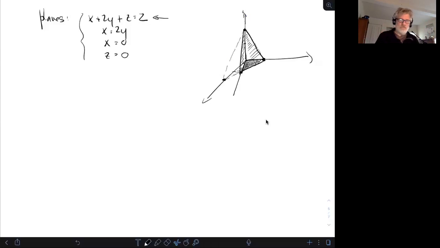Okay, let's try it another way. You're in the xy plane in coordinates x, y. And you look up, and you want to know what's the height of the ceiling right above you. What's the z coordinate of that point on top? It's given by that equation right there. x plus 2y plus z equals 2 is going to give you the height of the ceiling if you're standing at the point x, y.